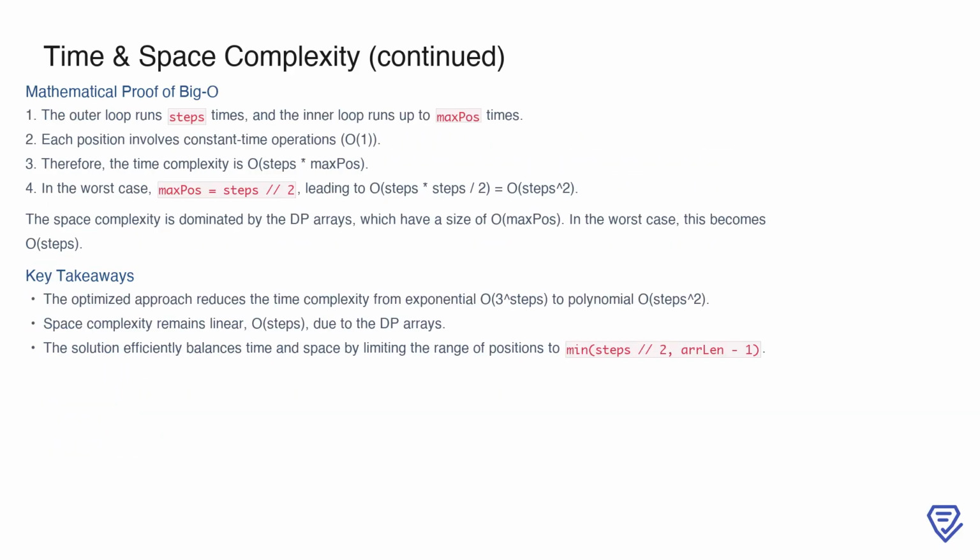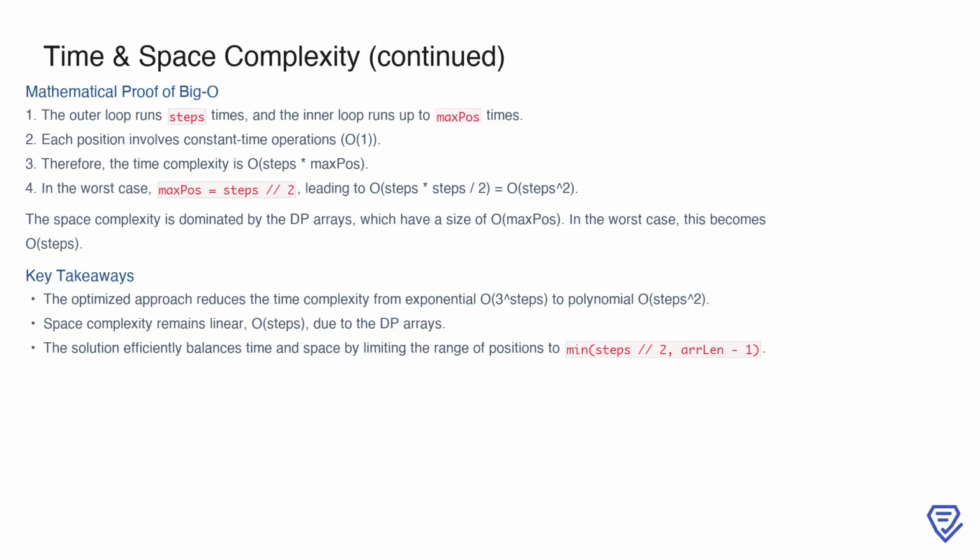To solidify our understanding, let's mathematically prove the big O complexity. The outer loop runs steps iterations, while the inner loop runs up to maxPos times for each iteration. Within this inner loop, each position involves constant time operations, O(1). This leads to an overall time complexity of O(steps * maxPos). Substituting the worst case value of maxPos equals steps // 2, the time complexity becomes O(steps * steps/2), which simplifies to O(steps^2). On the space side, the dominant factor is the size of the DP arrays, which is O(maxPos). In the worst case, this becomes O(steps).